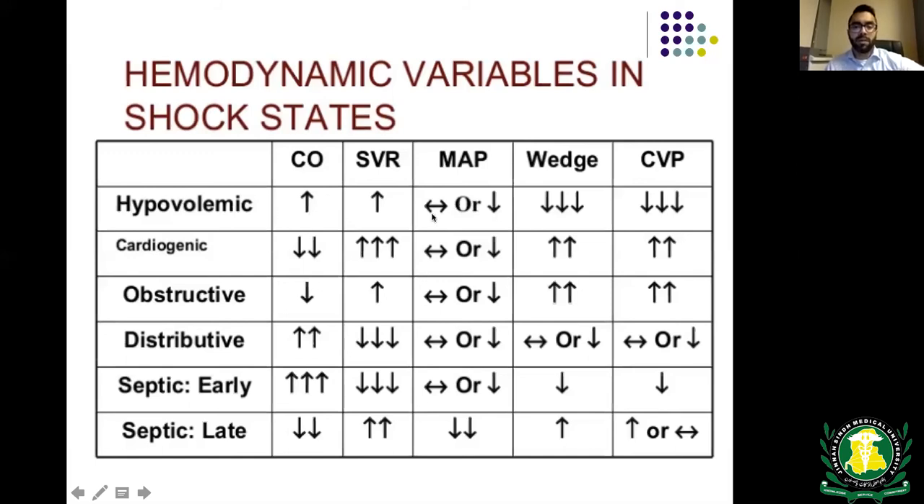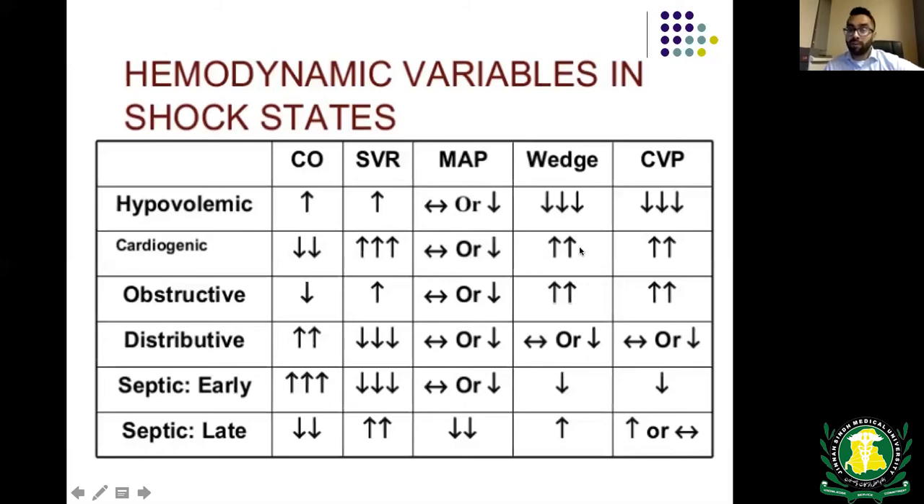Your MAP may be normal in the beginning and then goes low. Your wedge will definitely be low because, as I said, the preload on the heart goes low, and CVP would be low as well. In cardiogenic shock, cardiac output again goes low. Your vascular resistance goes high. MAP depends on whether it's compensated or non-compensated.